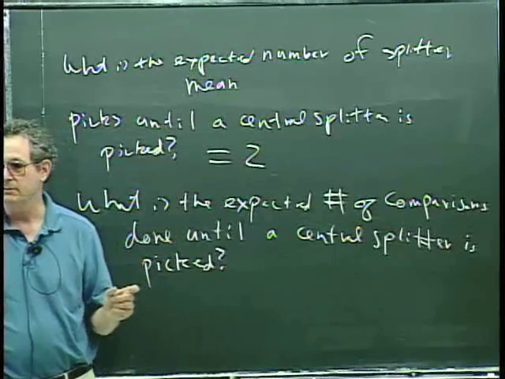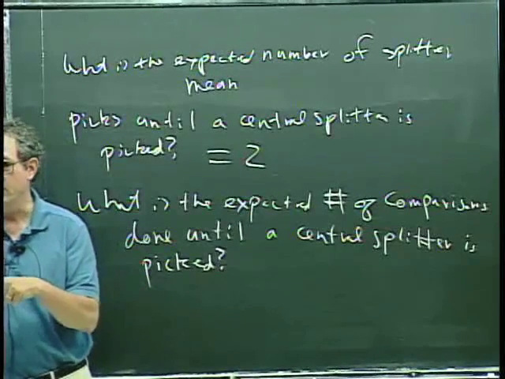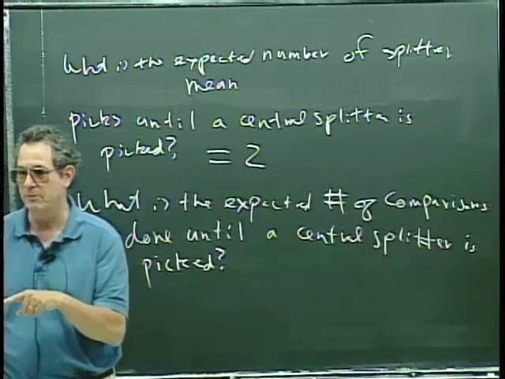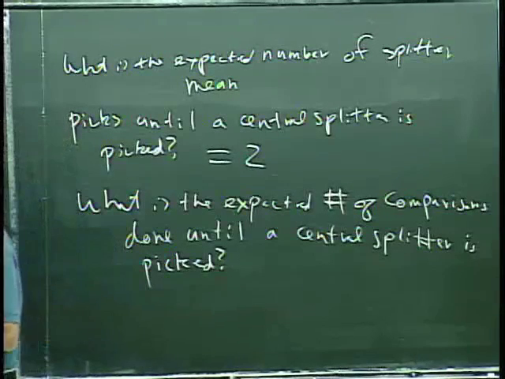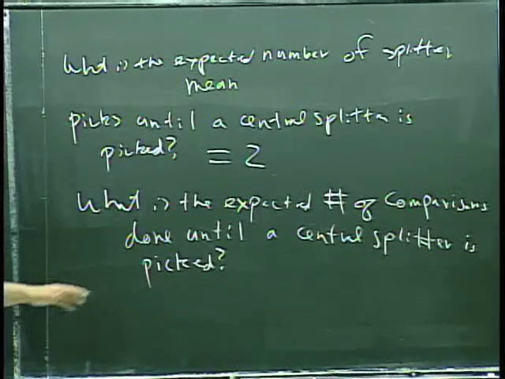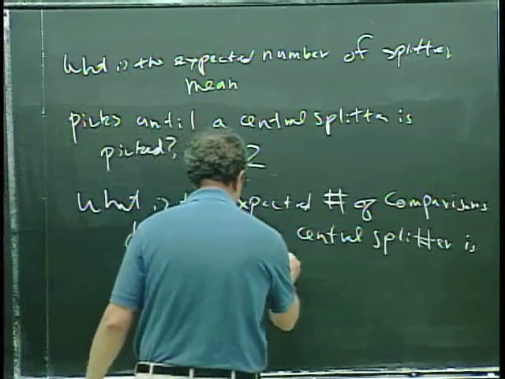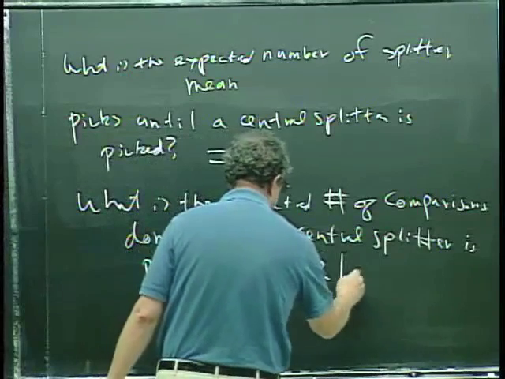It's 4? Well, it's got to have something to do with the size of S. It can't just be an absolute number. When you pick a splitter, you compare everything in S to it to find S minus and S plus. So you're doing number comparisons. Would it be 2 times the size of S? Yeah, that's the answer I'm looking for. It's less than or equal to 2 times the size of S.